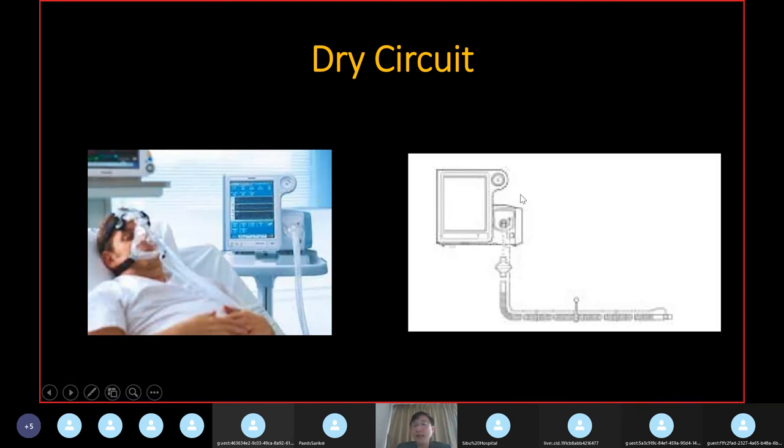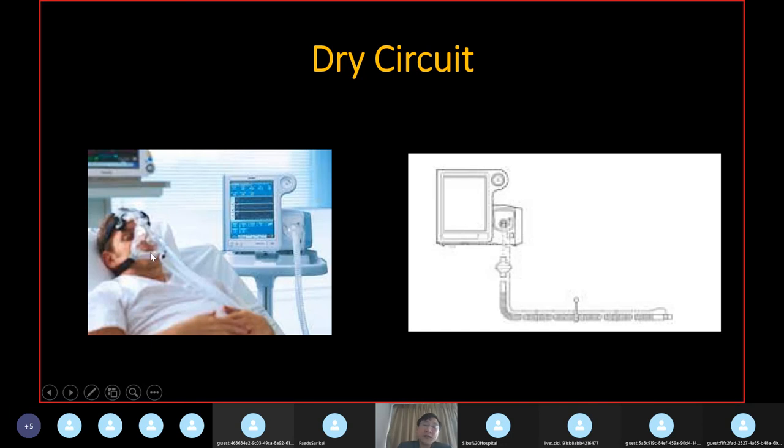So the gas will come out from the machine without humidification and go directly to the patient mask, which means the patient will receive cold and dry air. That might be quite a significant problem in children, pediatrics, not so much in adults, although I suppose they have a significant problem as well. And you see that sometimes they might put a green color HME here.